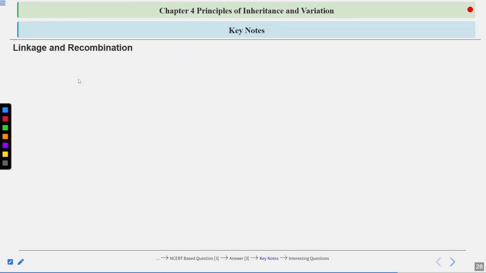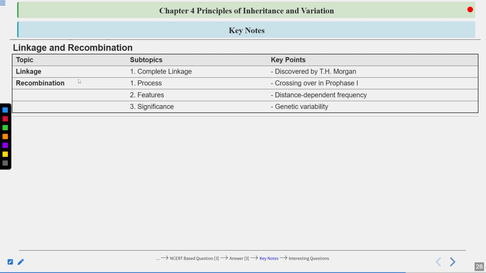Let's discuss some keynotes that will help you memorize these concepts. So first of all, linkage can be complete linkage or incomplete linkage. Linkage was discovered by T.H. Morgan. Okay, then we talked about recombination also. So recombination occurs in prophase 1. Okay, so crossing over occurs in prophase 1 of meiosis 1. In which stage? Pachytene stage.